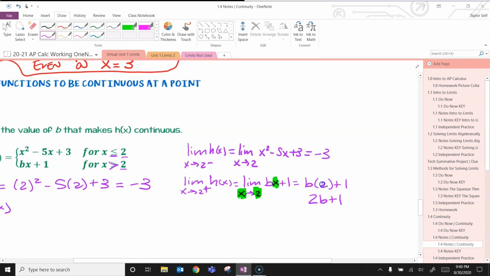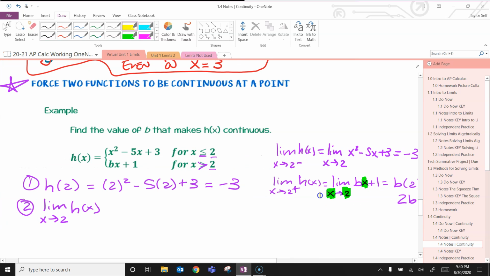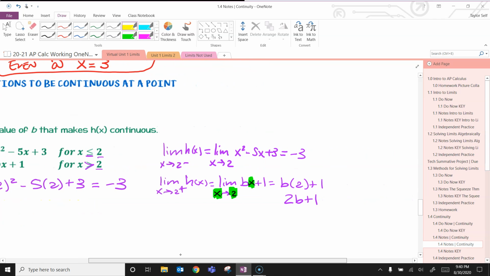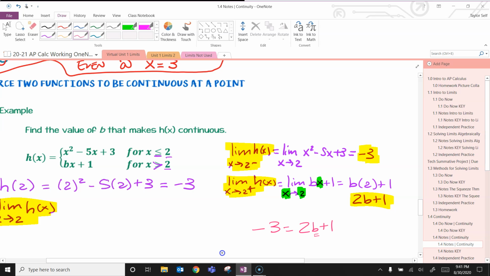True? All right. So, really quick, what needs to be true for the general limit to exist? For this general limit to exist, we need to have the left limit, which is negative 3, equal the right limit, which is 2b plus 1. So what are we going to do? Set the left limit equal to the right limit. Okay, so here we go. We're going to say let negative 3 equal 2b plus 1. Then when we solve for b, we're finding the b that makes h of x continuous. That's what the problem asks us to do.